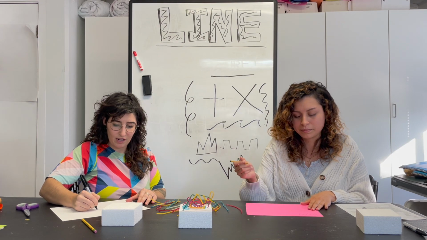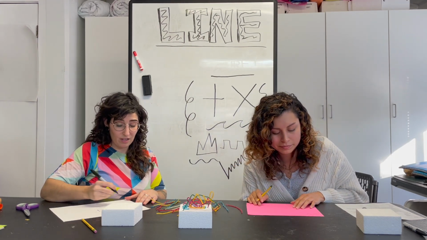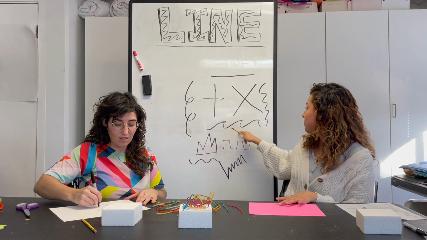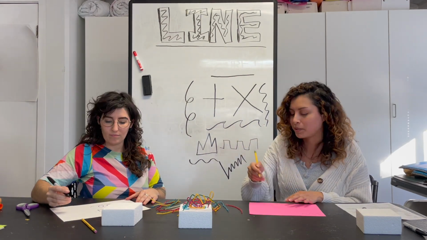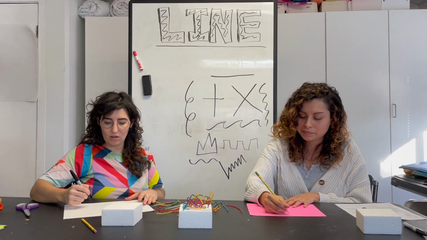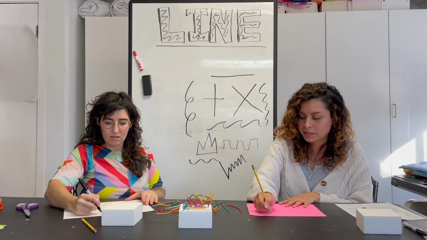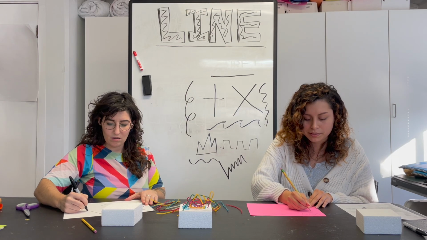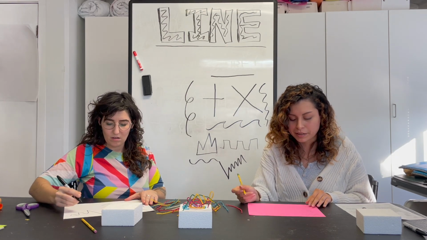What is your favorite kind of line? Do you have a favorite kind of line? I really like this ocean wave because the ocean makes me feel calm. I agree. So I think I will draw another ocean wave on here. Maybe a loop-de-loop shape since I have curly hair.